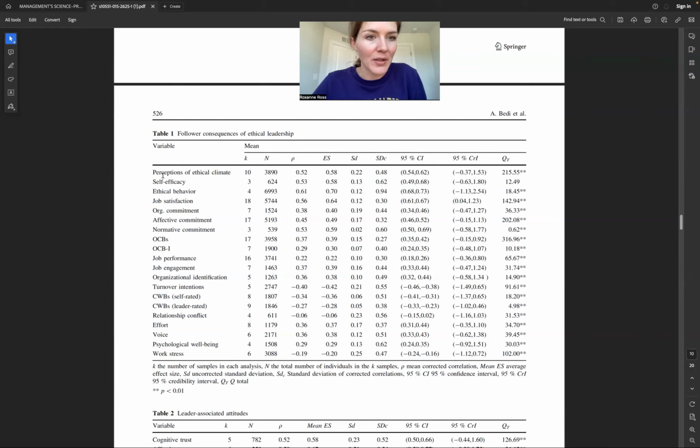What we'll do is scroll down until we find the outcome that we're interested in. And then we can look over to the right to see all of this information about the relationship between ethical leadership and follower ethical behavior. First, what we see is K. K is the number of studies that were aggregated.